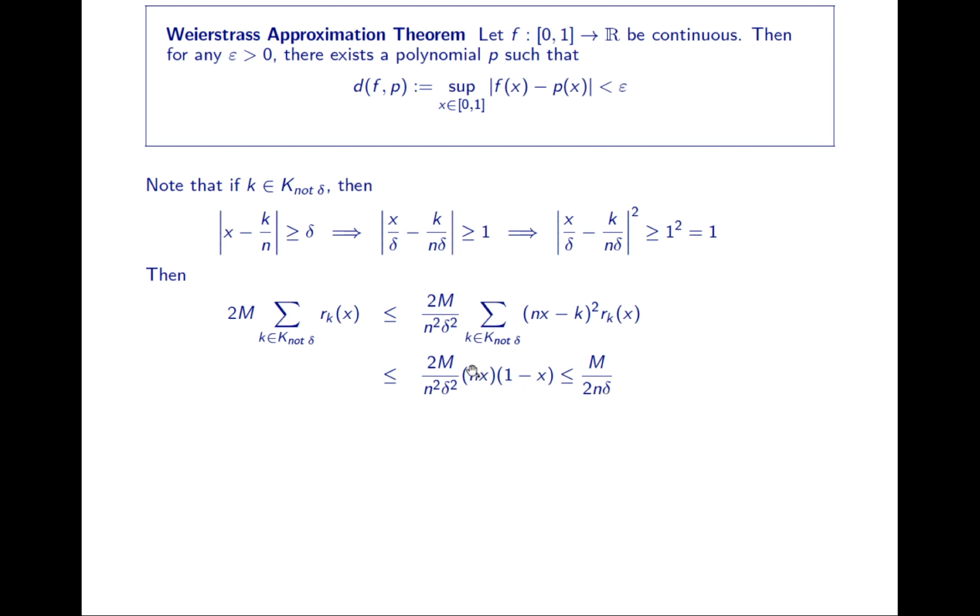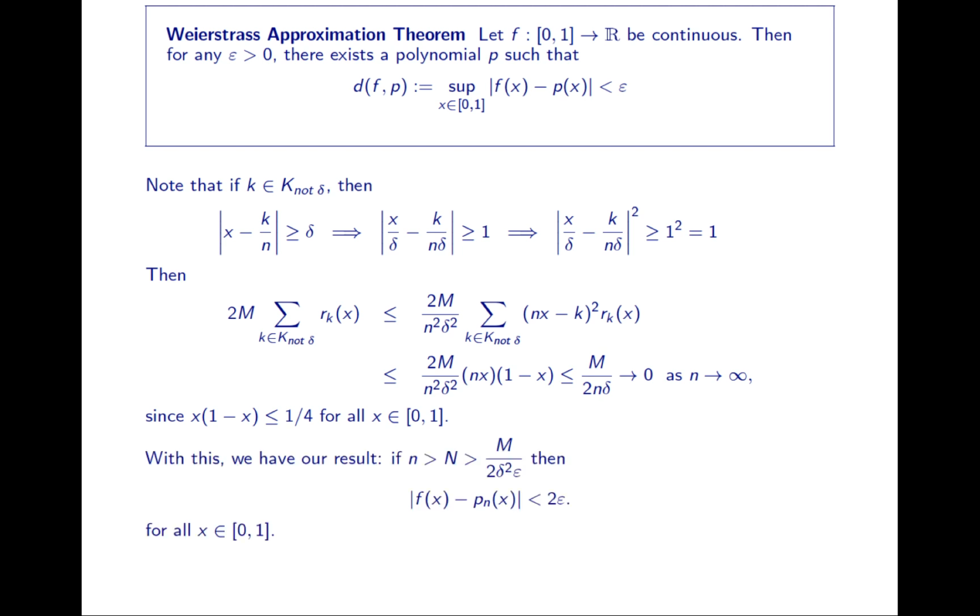Well, how did I get rid of this? Well, x, right, notice this n and this n squared, right? The square cancels and this n cancels. So x times 1 minus x over the interval 0 to 1 is less than or equal to 1/4, right? We could plot that and see it's less than 1/4. And well, this goes to 0 as n goes to infinity. So all I have to do here is just choose n to be large enough. If I choose n to be large enough, then this term is small enough. And we have our result.